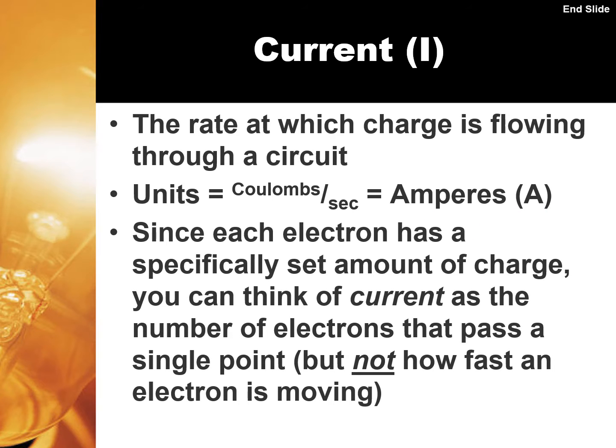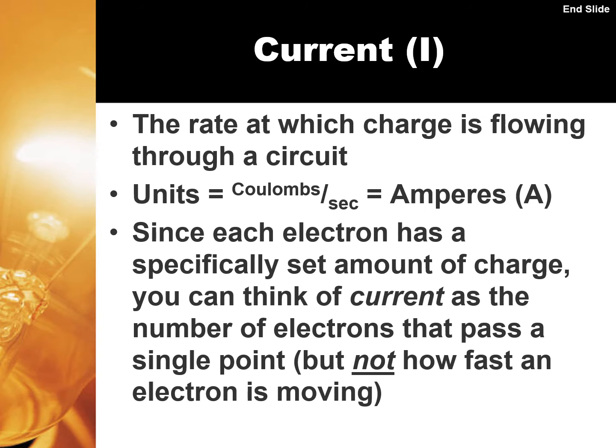Now, since every electron has a specific amount of charge, 1.6 times 10 to the negative 19th coulombs, you can think of current as the number of electrons that are passing a single point in a given second. So let's say you look at a wire with a current going through, and you count the number of electrons that pass by. Well, that's essentially the same as determining the current.